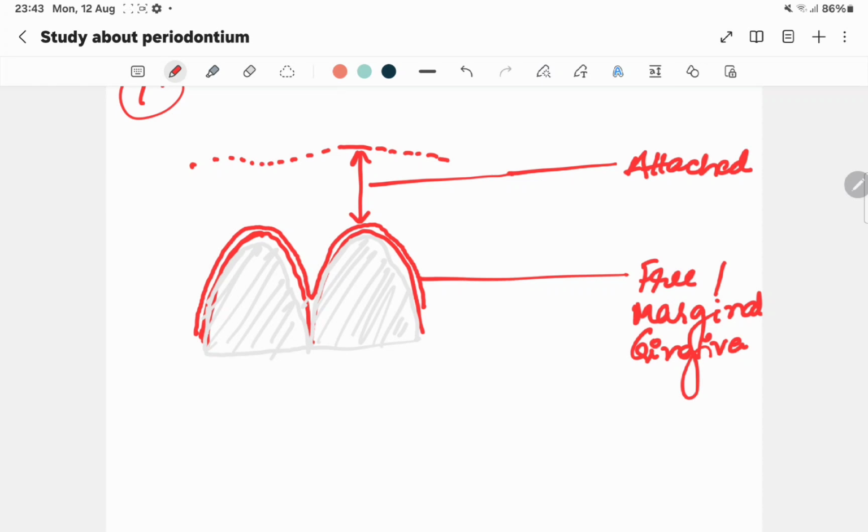Okay, and then this dotted line is the mucogingival junction. Why mucogingival junction? Because it attaches the lining mucosa to your attached gingiva. That is why it is a junction. Thus it is the mucogingival junction. And this will be your alveolar mucosa. Since I don't have space, so mucogingival junction, and this will be the alveolar mucosa.